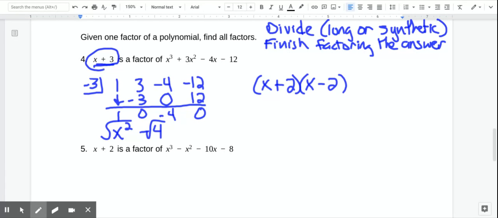And remember, our original factor was x plus 3. So we have completely factored this polynomial into x plus 2, x minus 2, x plus 3. And if we wanted to, we could find the zeros and graph it. They didn't ask us to do that, so we won't bother right now.